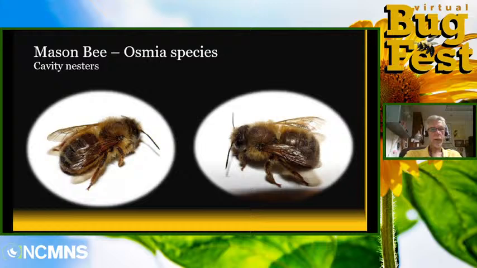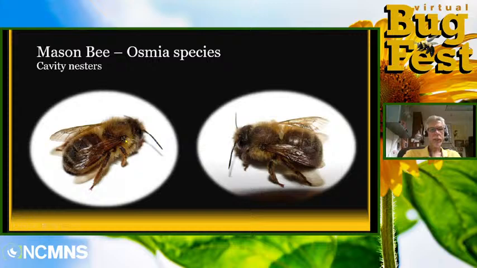You can put like 25 holes in a block of wood and put it out, and it will attract these bees because it's one female per little cavity. She'll lay one egg in those and put something inside for the larvae to eat. The genus is Osmia, and there's one called orchard bee. People will specifically raise them and put them out for helping to pollinate fruit trees and crops. It's a little industry of raising mason bees for people to use in their orchards.